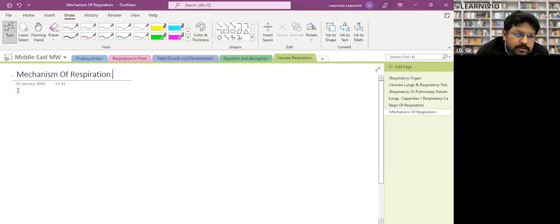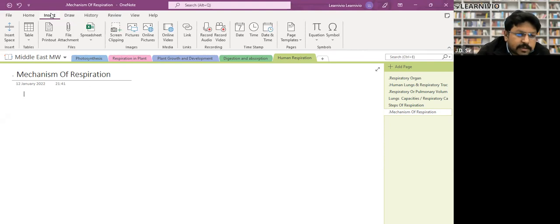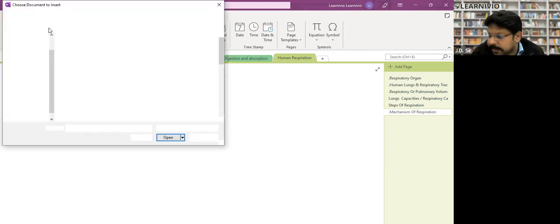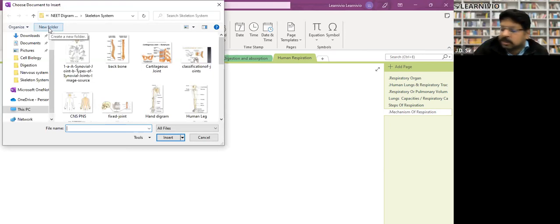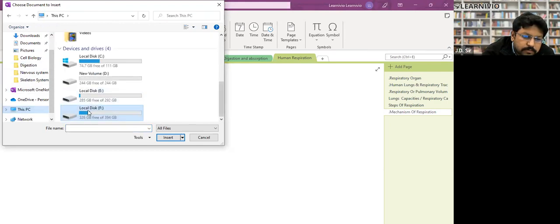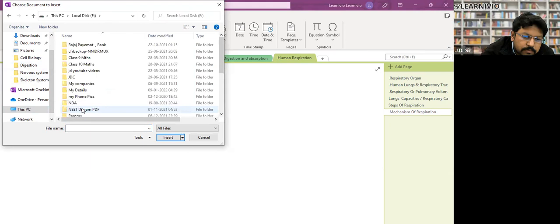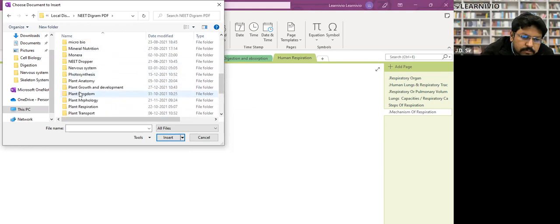In the mechanism of respiration, first I'll explain how we inspire and how we expire. That is the thing which I want to discuss with you. First, I'll show you a diagram. So put the first heading, and that is inspiration. Respiration.